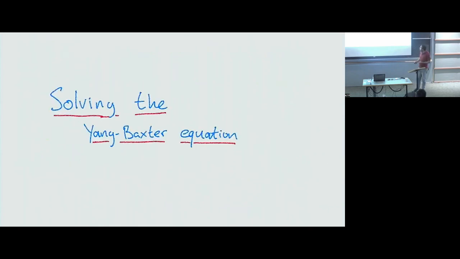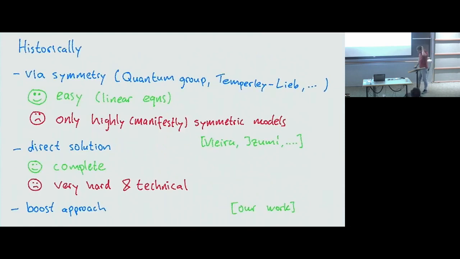Okay, so how can we solve the Yang-Baxter equation? Historically, of course, many people have studied the Yang-Baxter equation. There are two main ways that this has been handled. The first one is the most famous one, where you assume that your system has some sort of big symmetry group that underlies it, so some quantum group like a Yangian or some twisted loop algebra.